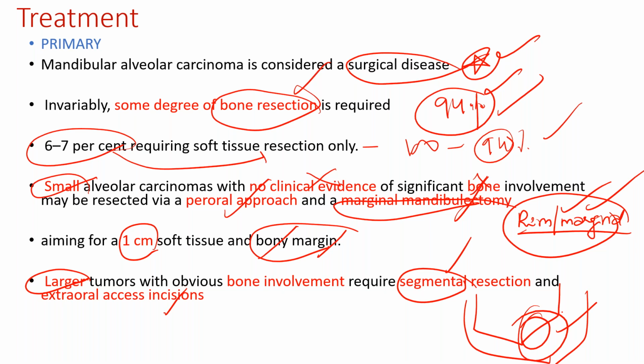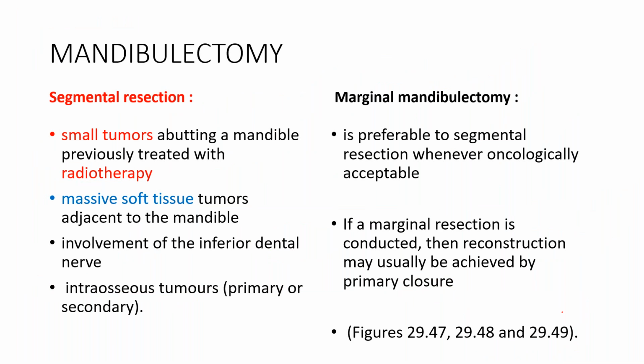So larger tumors, segmental. When you take mandibulectomy, these concepts are only for facilitating your understanding, because you have got time and I'm trying to go into it. If not, they are not needed directly. But you can just write the words segmental mandibulectomy and marginal mandibulectomy. They come for 2 marks or maximum 4 marks. They won't be given for essay at the undergraduate level.